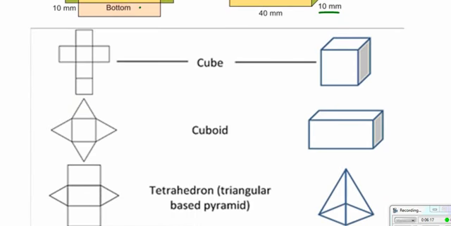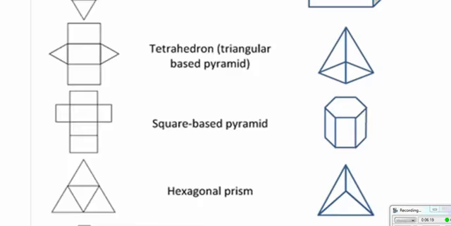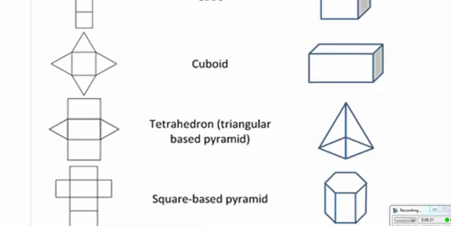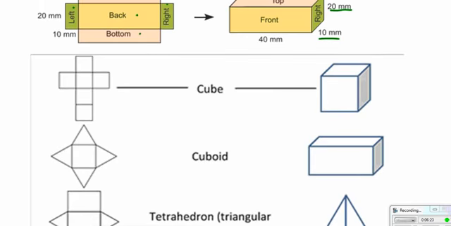So your job is to look at these different shapes and find how they match. This is the net of a cube, and this is the prism of a cube. So you're going to find the other ones and match them up, and I am going to check that from you tomorrow. And that's it. That's the end of lesson 3A.